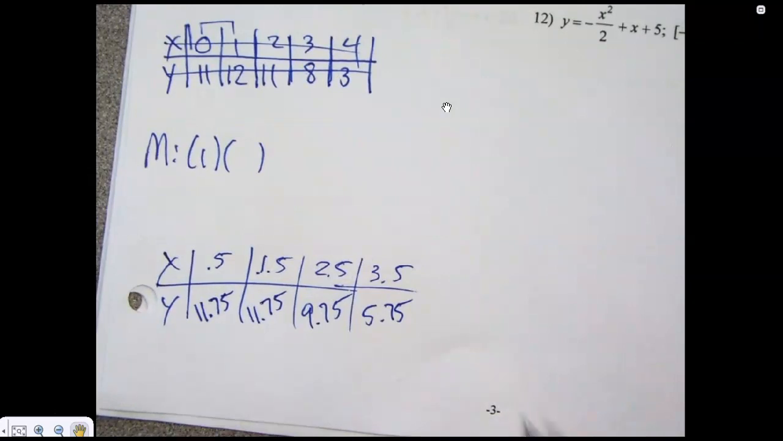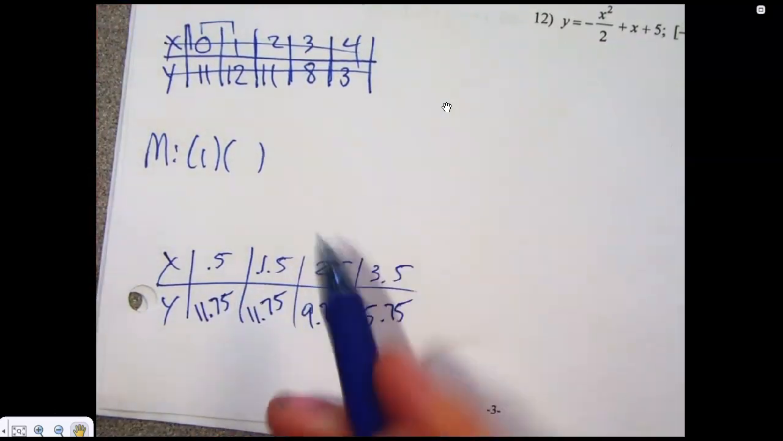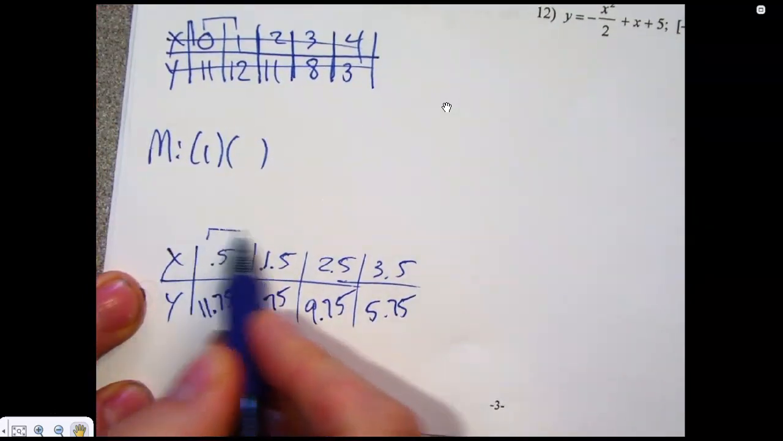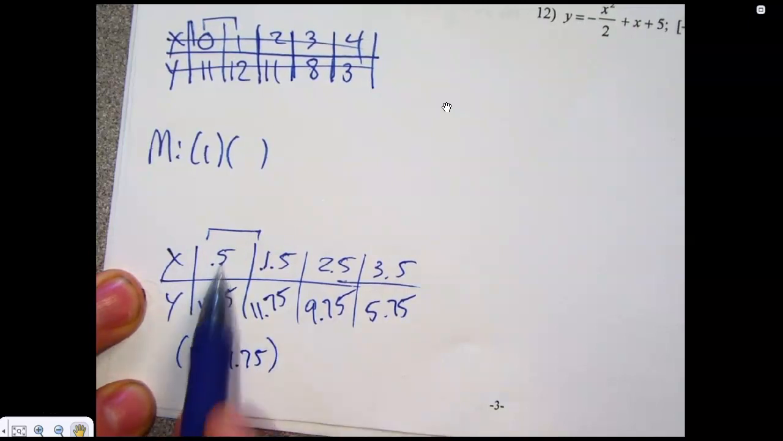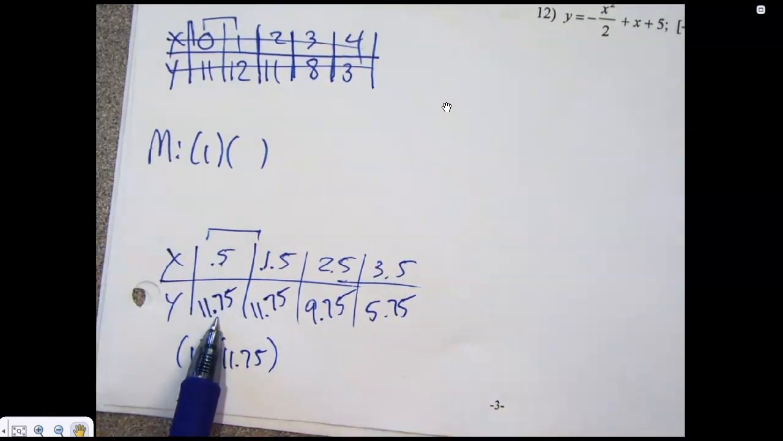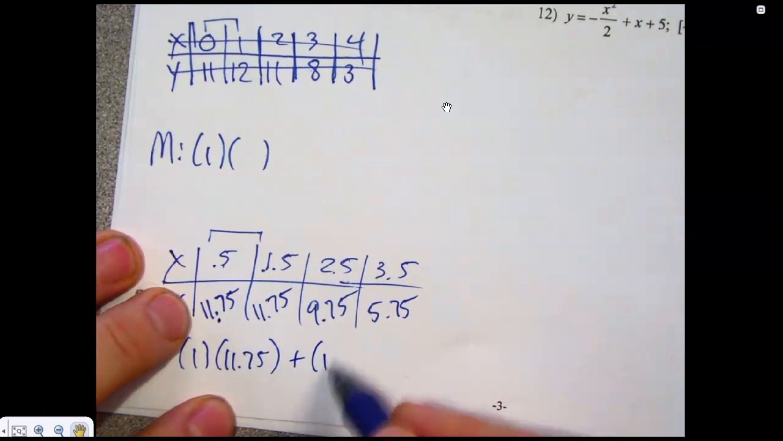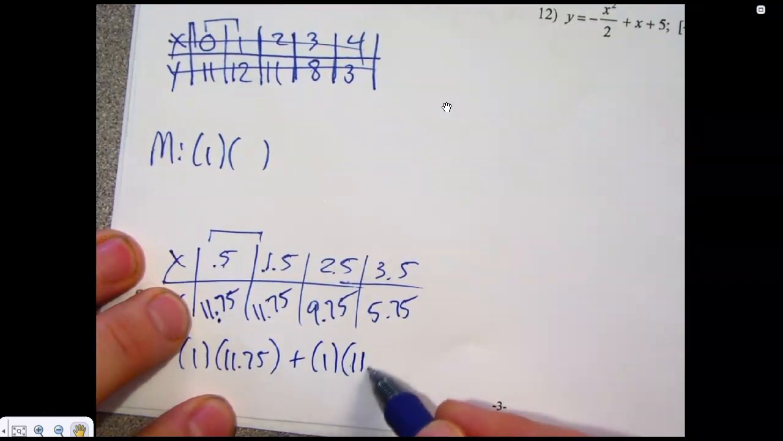Are you guys getting the same Y values then? So the midpoint kind of combines these two tables. This first interval had a base of 1, and we got the height from the midpoint, so a height of 11.75. Our next, so every base is a base of 1, right?